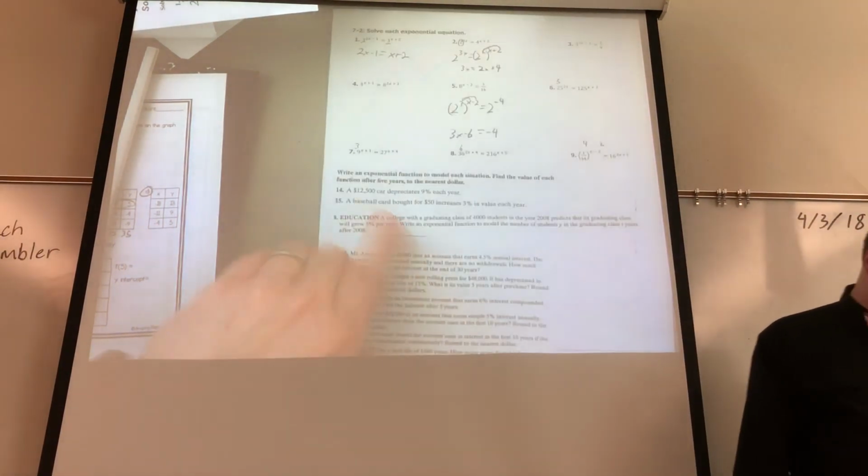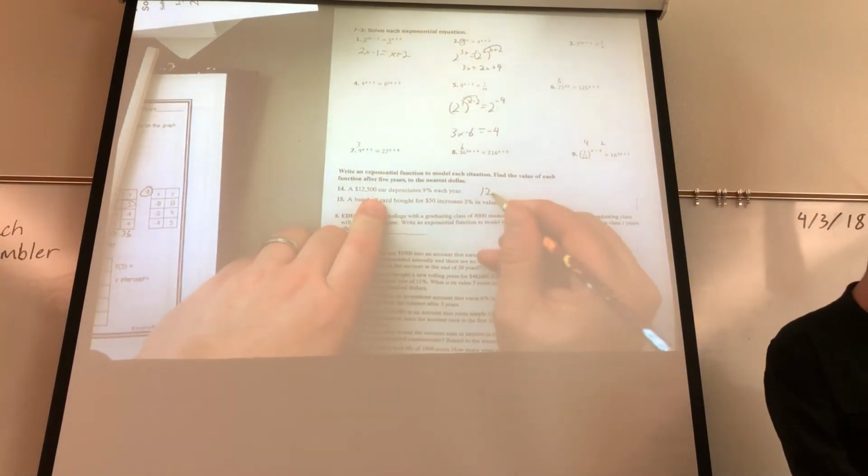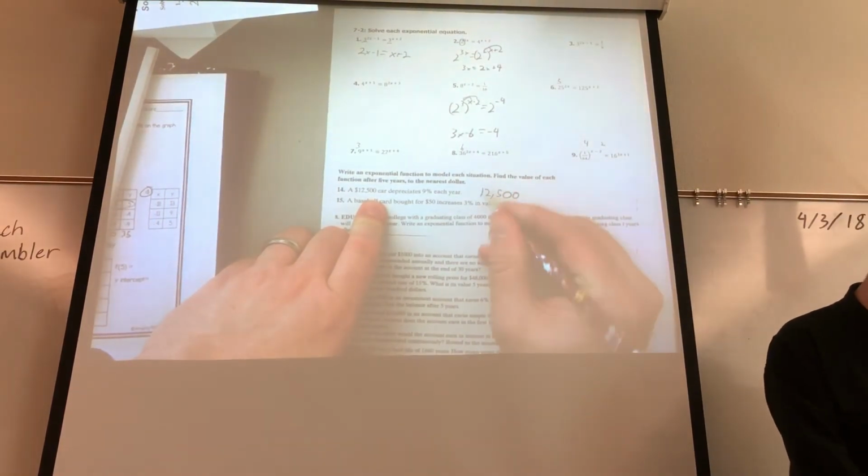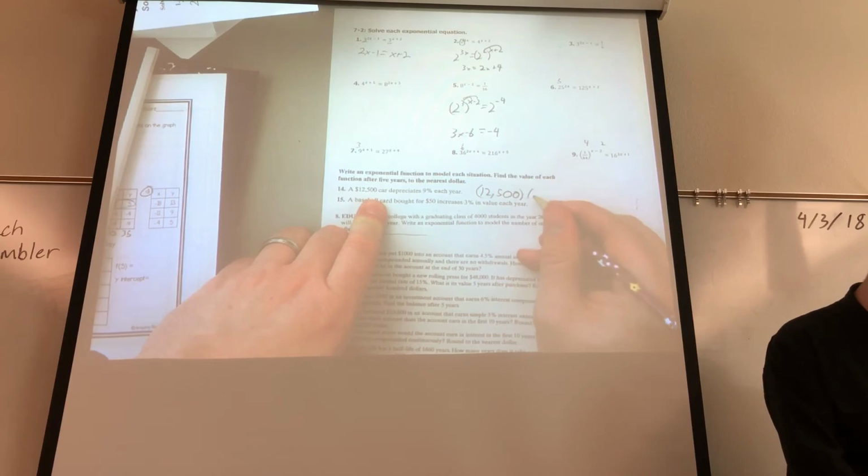Number 14, the $12,500 car. If it depreciates, it's going to be 0.91.